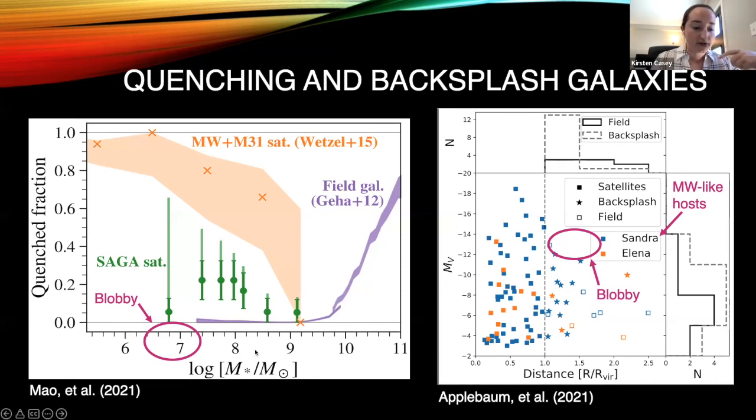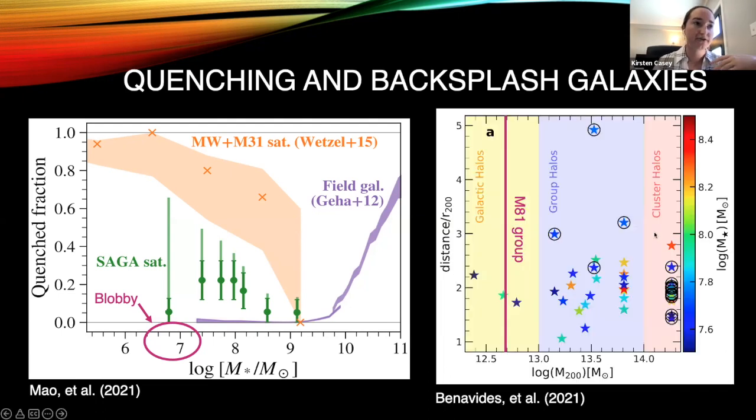Now, we would like to know more about how, why, and on what time scales galaxies like Blobby are quenched. And for that, we turn to simulations. For example, Applebaum et al. simulated Milky Way-like hosts, which are smaller than M81, and they found several backsplash galaxies in their simulation. I circled this region where Blobby lies, and I'd like to point out that based on the magnitude, Blobby is brighter than their simulated backsplash galaxies, which likely means that its stellar mass is higher than those galaxies.